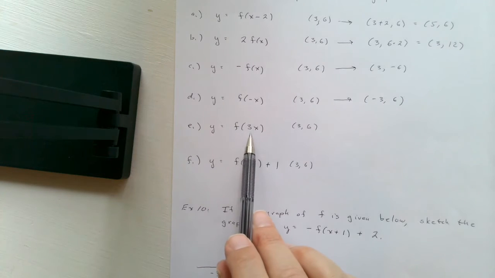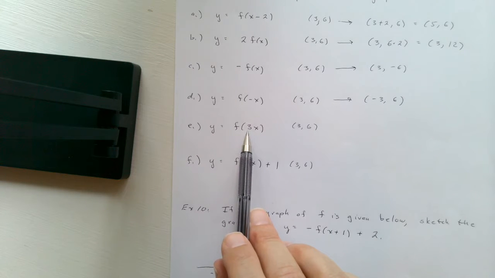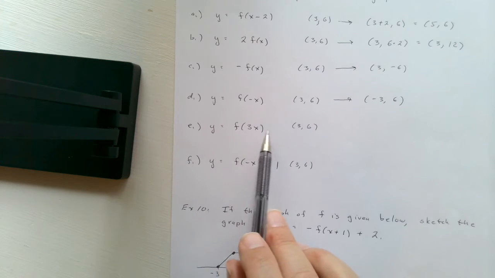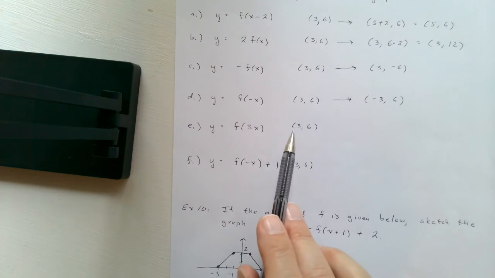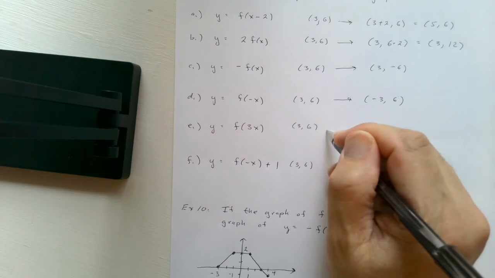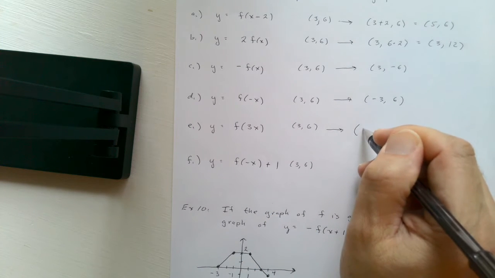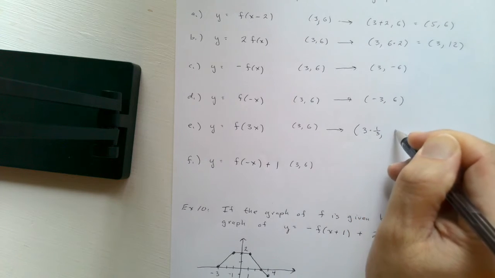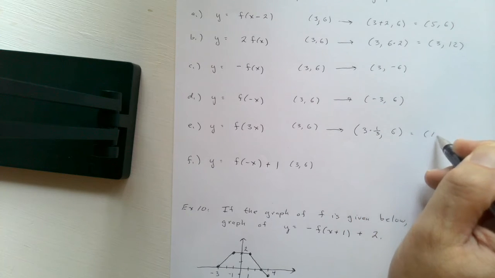Y equals f of 3x. Okay, now because the 3 is on the inside, we're doing the opposite of what we would think. So we're going to change the x coordinate, but instead of multiplying by 3, we're going to divide by 3. So 3 divided by 3 is 1. So basically what's going on here is this is 3 times 1/3, 6, or (1, 6).